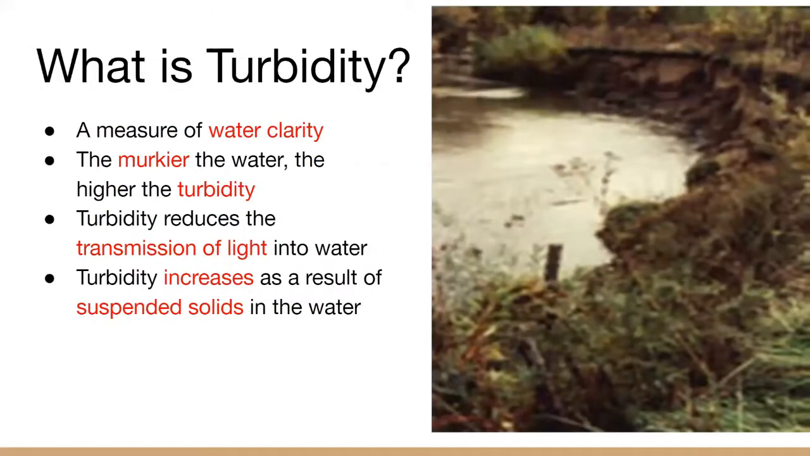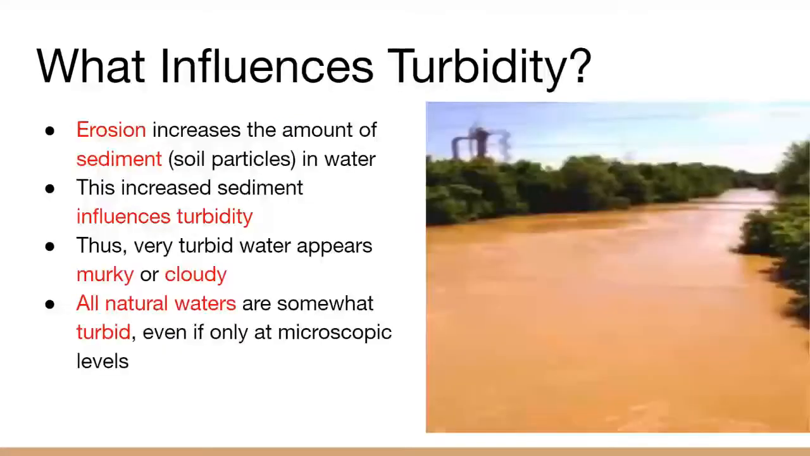So what is turbidity? It is a measure of water clarity. So the murkier the water, the higher the turbidity. Turbidity reduces the transmission of light into water, and it increases as a result of suspended solids in the water.